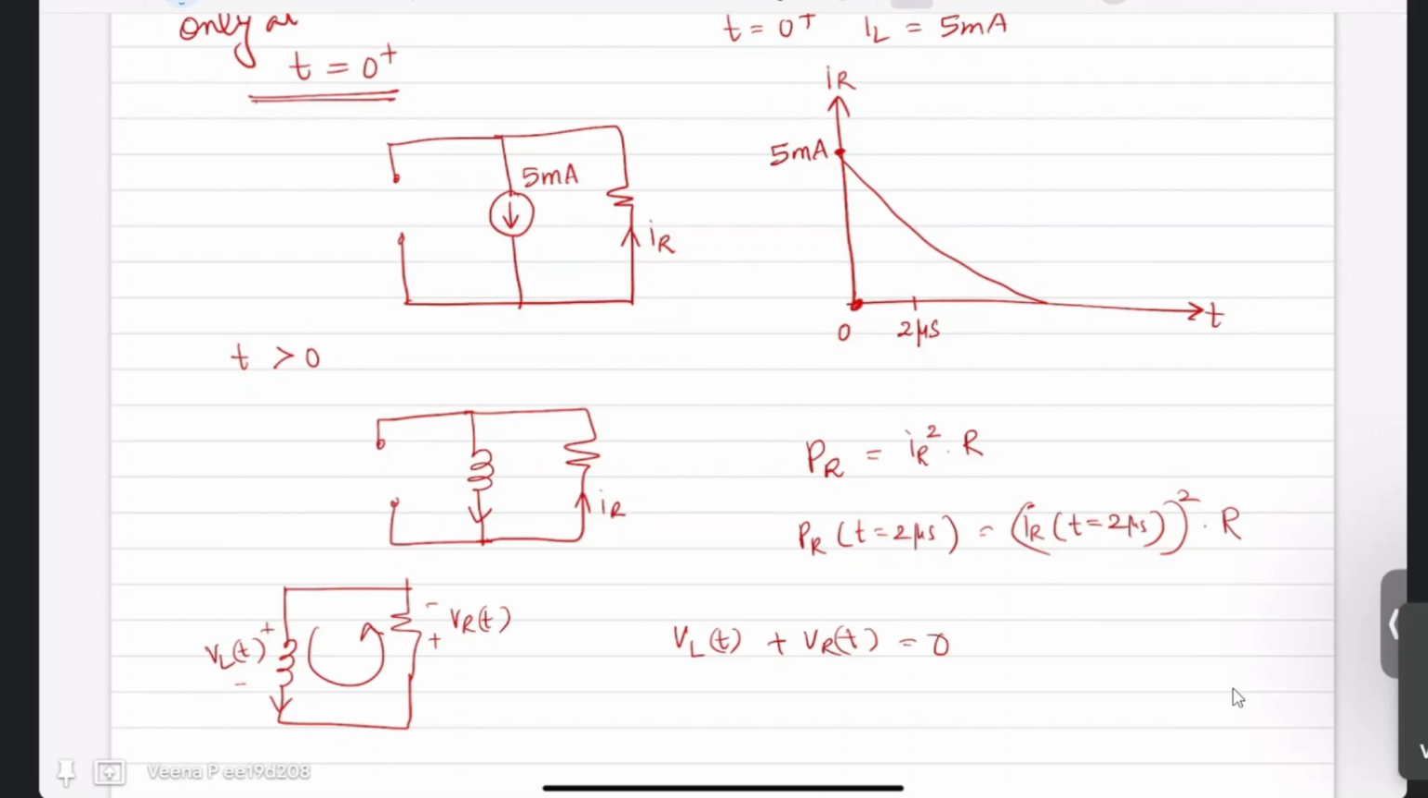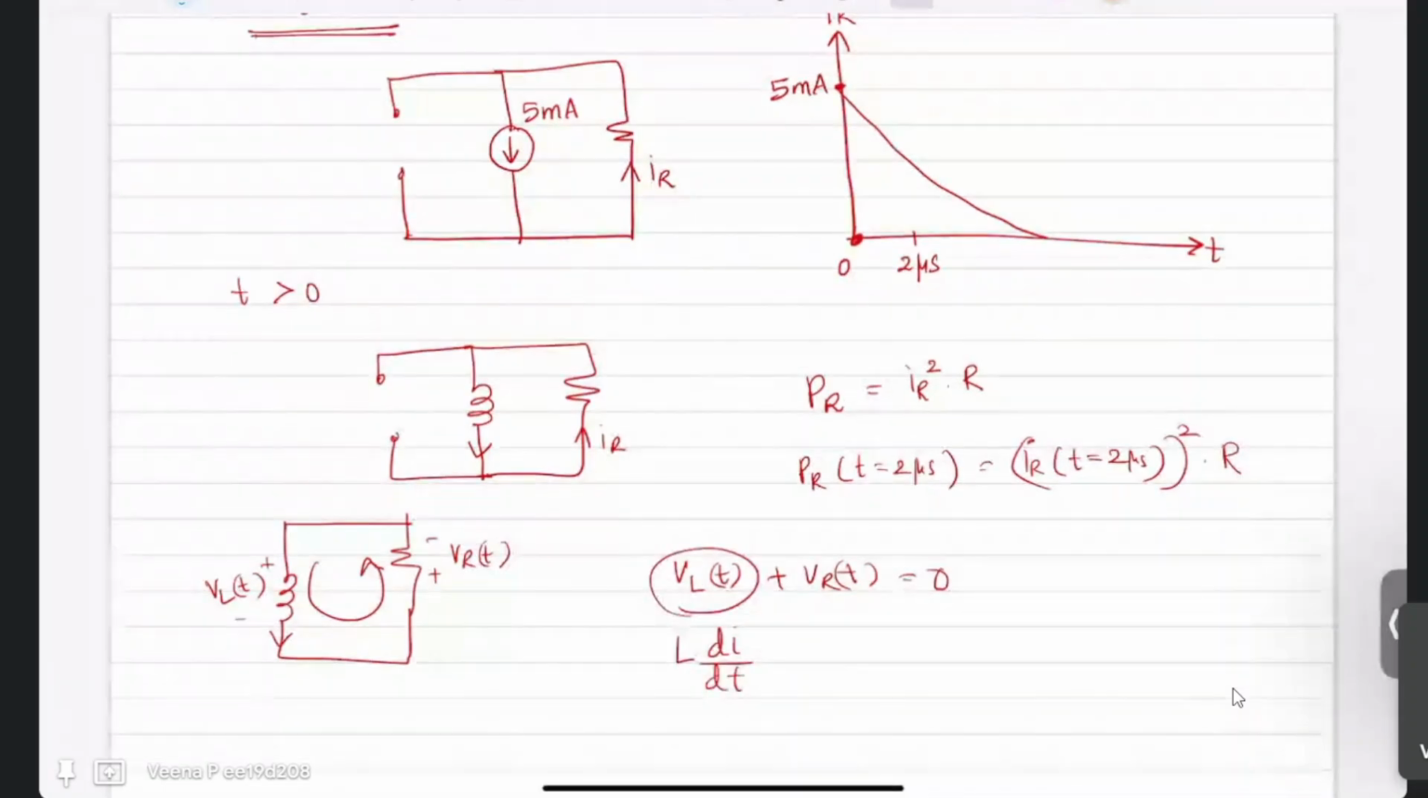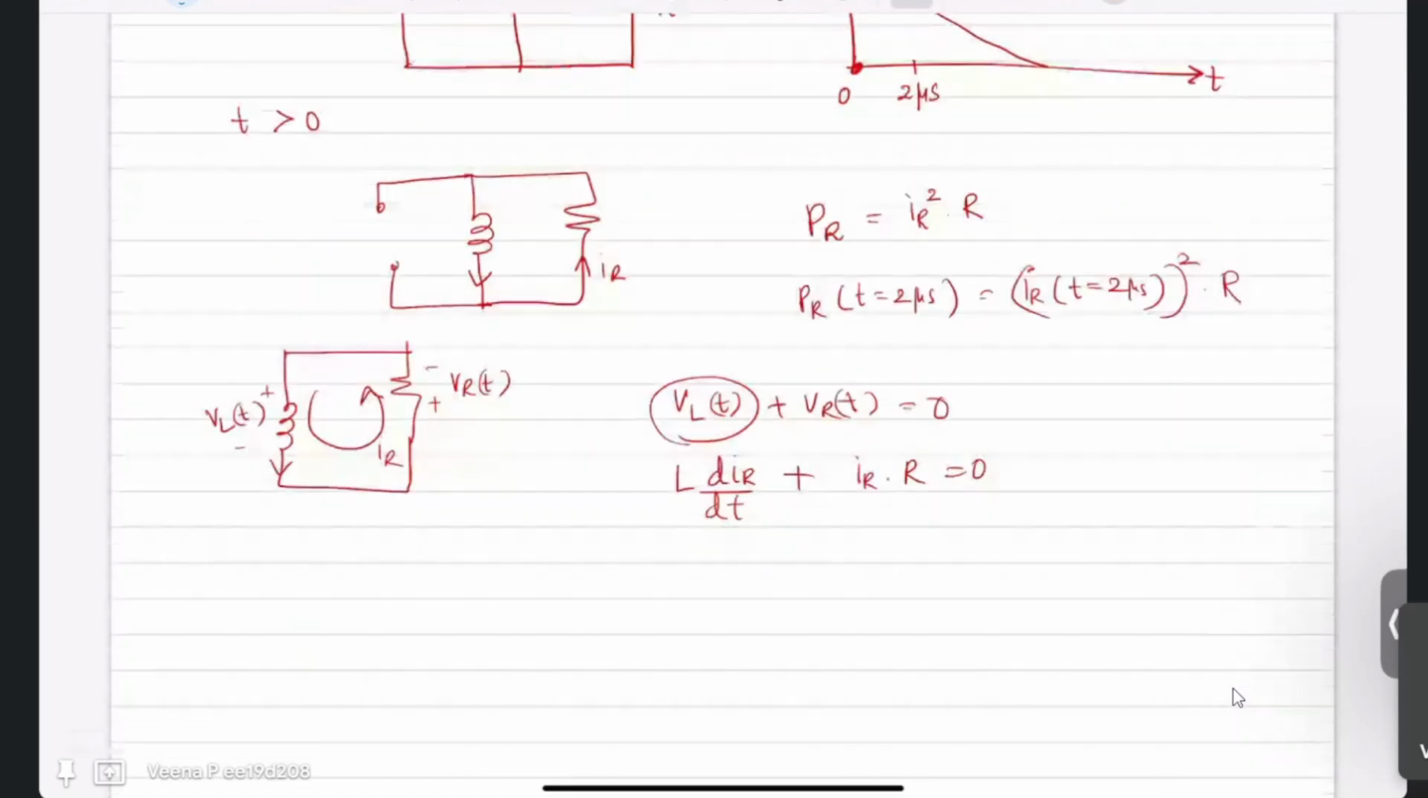Now what is VL of t? VL of t is L di by dt. Now the current I is nothing but IR. So L dIR by dt plus VR, which is current times resistor, is equal to 0. That means L dIR by dt is equal to minus IR times R.